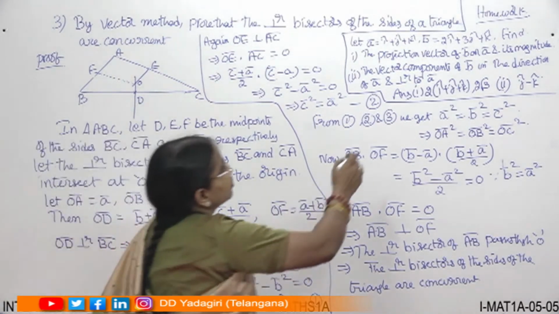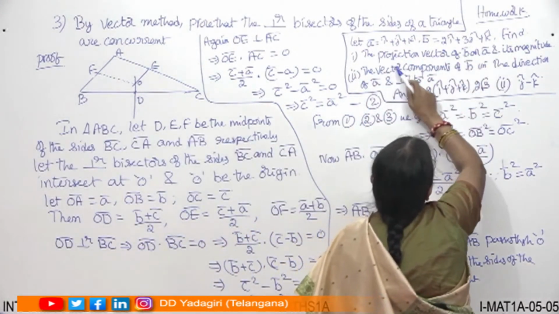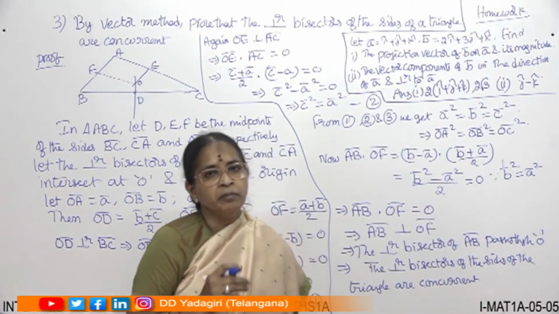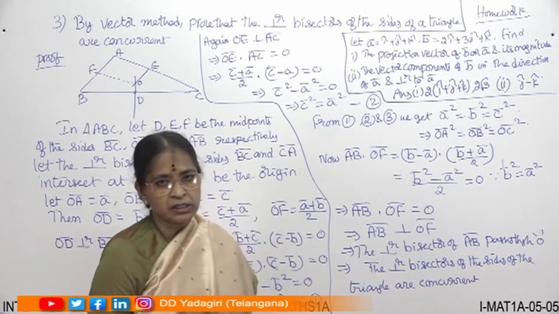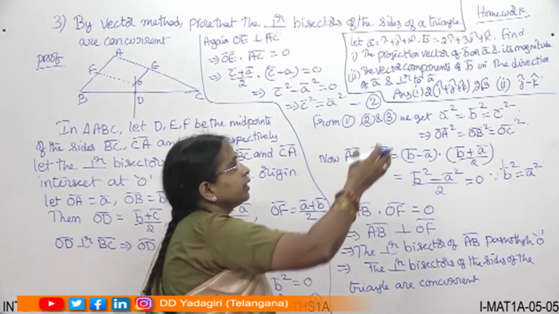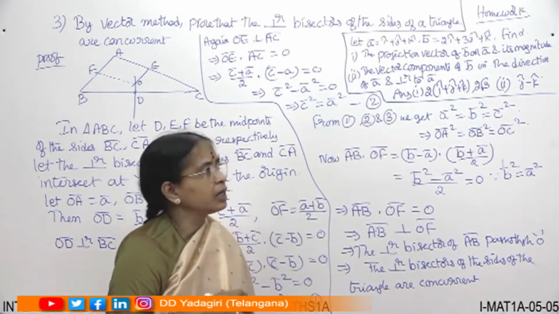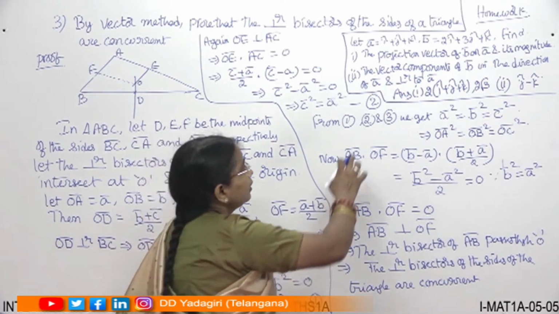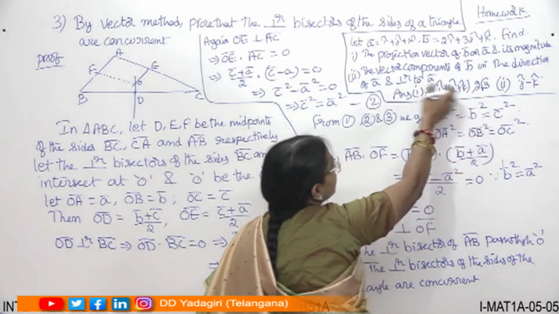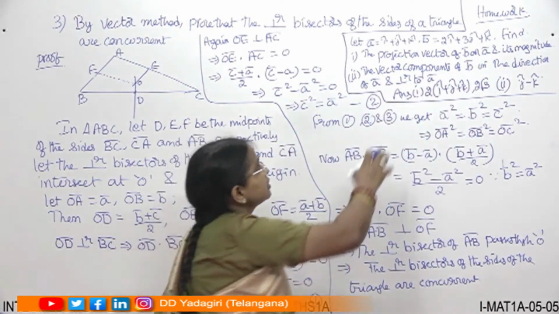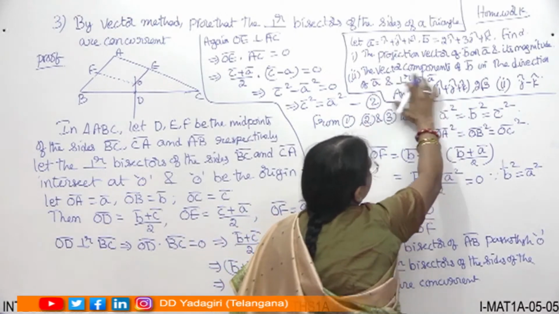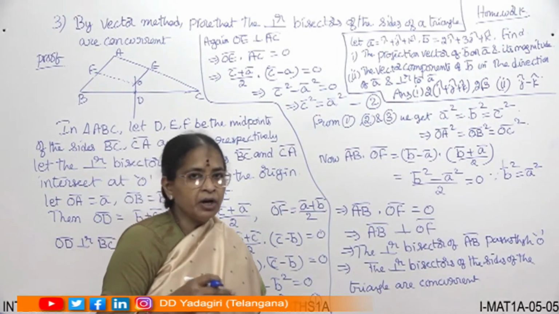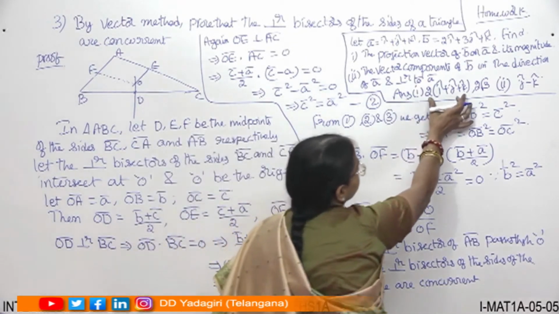Now you can take down this homework. A, B are vectors. Find the projection vector of B on A. Projection vector of B on A is B dot A into A by mod A square. So find out that and then find its magnitude. In the last period you have learned the formulae, so apply that. Next is the vector component of B in the direction of A. The answer for this is this. And then vector component of B in the direction of A is B dot A into A by mod A. So you will get the same thing here.